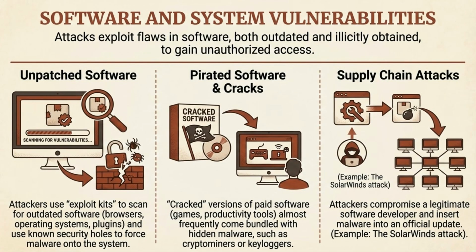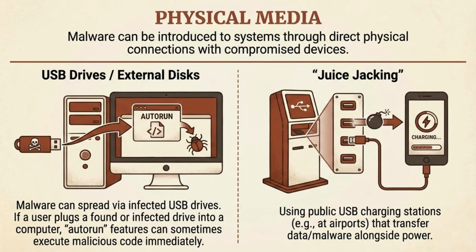downloading malware. Attackers exploit software and system vulnerabilities like unpatched software, pirated software bundled with malware, and supply chain attacks, where malware is inserted into legitimate updates. Malware can also be delivered through physical media, such as infected USB drives. Also, juice jacking involves compromised public charging stations that transfer data, or malware.